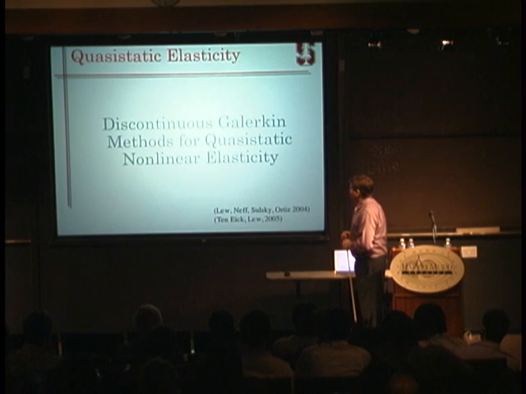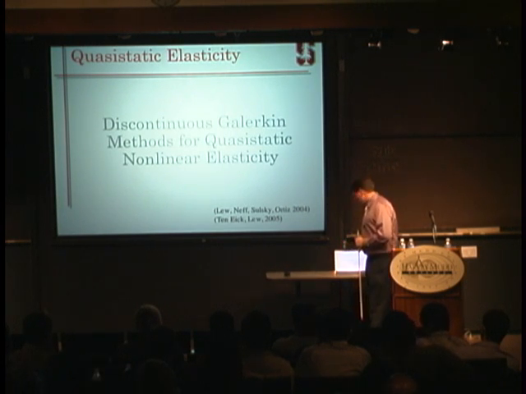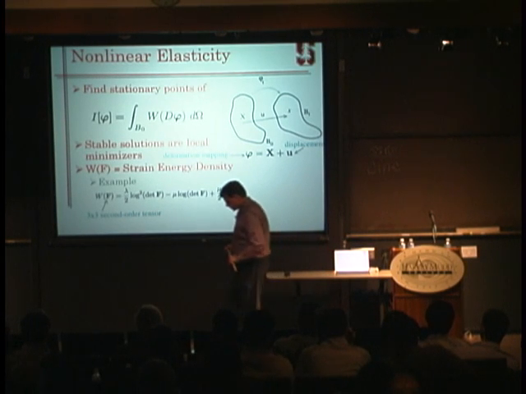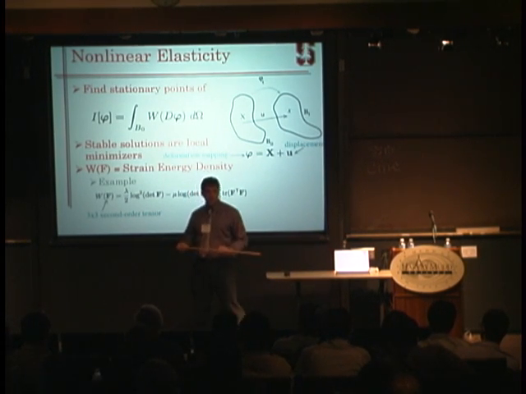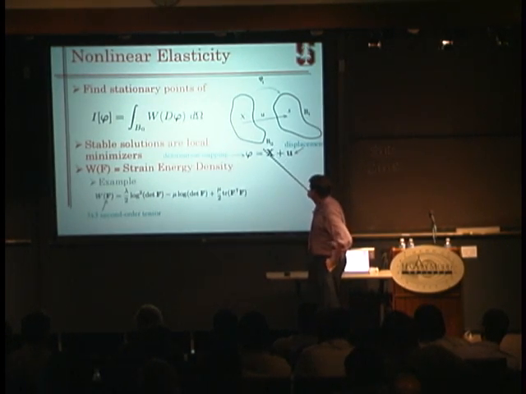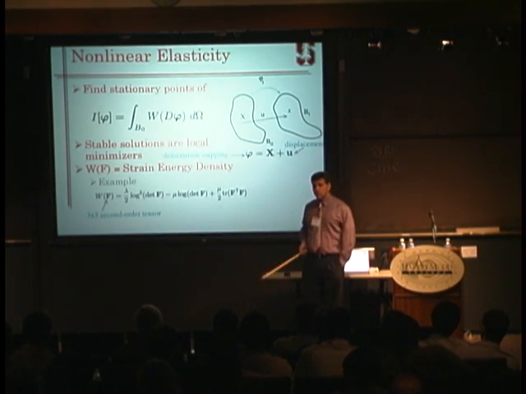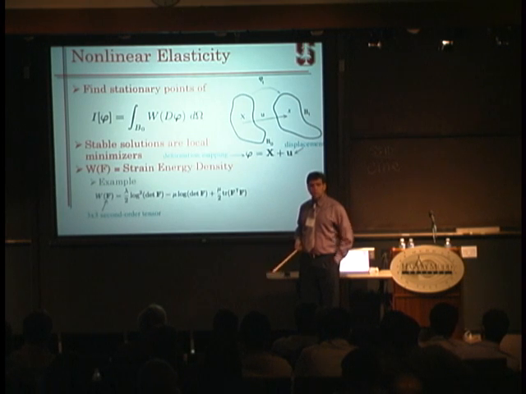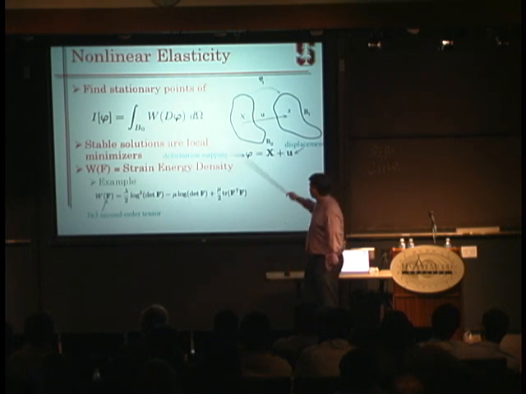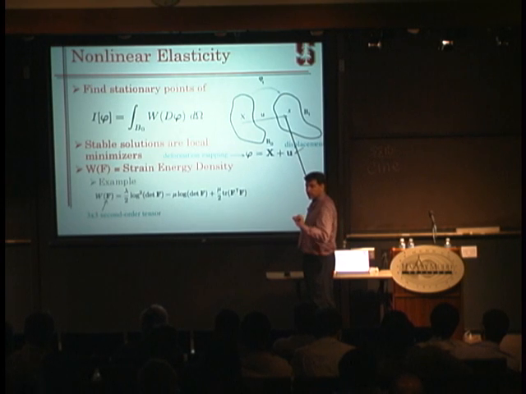So the first part is discontinuous Galerkin methods for quasi-static nonlinear elasticity. Many of you may not be familiar with the nonlinear elasticity problem, so here is a crash course. The idea is the following. You start with a body that is in a reference configuration B0, and you want to describe how the body will deform through a deformation mapping. We call it a deformation mapping that maps each point here to another point where that particle of the body will end up being.